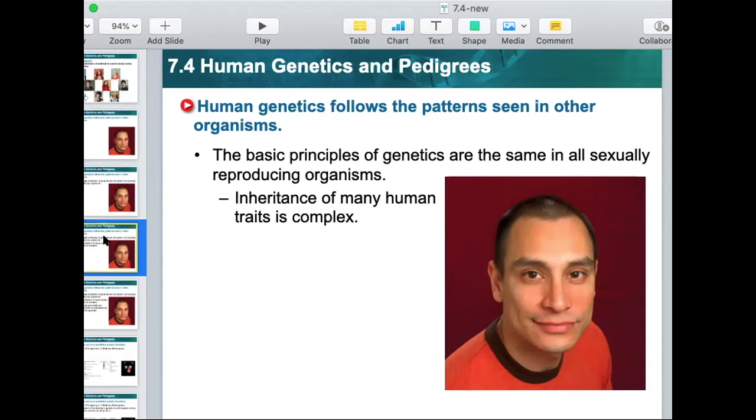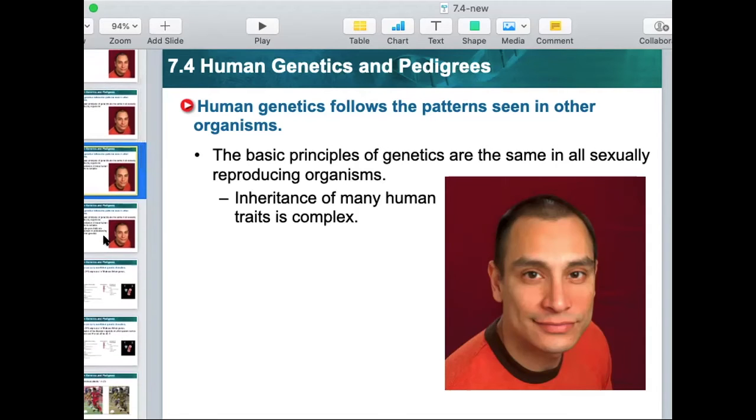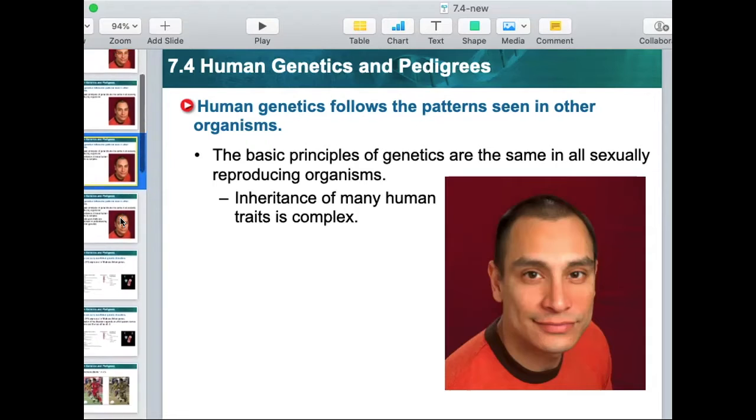But the inheritance of human traits many times is quite complex. And a lot of times we don't even understand how we get certain traits. We've discovered a lot of genes in the human species, about 30,000 genes at this point. But we only scratch the surface on the genes that are there in the person and how they work.